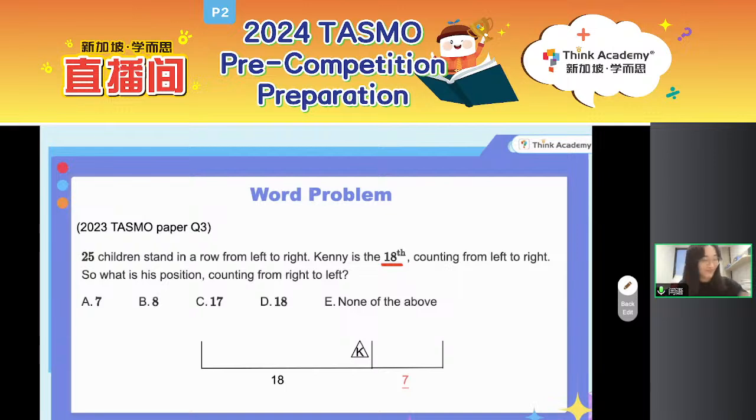Then some students just say, okay, I know the answer is 8. Da-da. Am I correct? Oh, why not? Why not 8? 18 plus 7 equals 25. Am I wrong? Why?